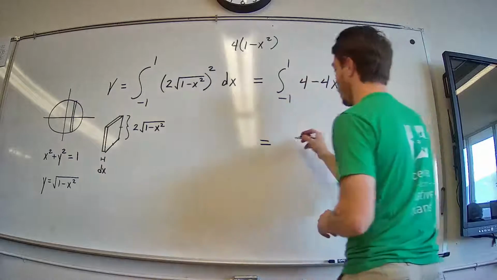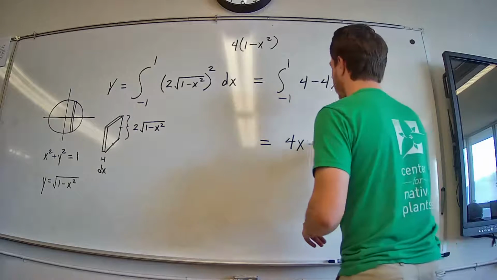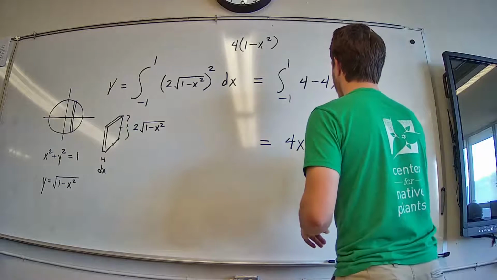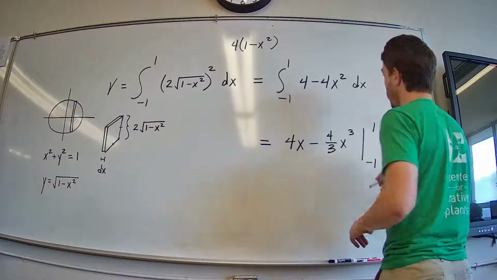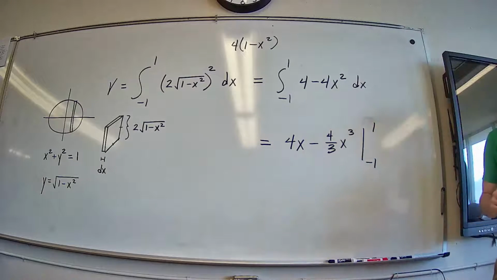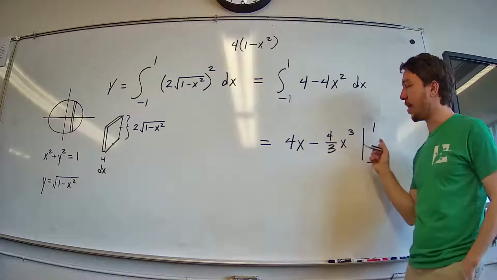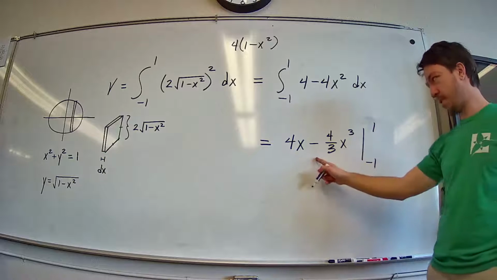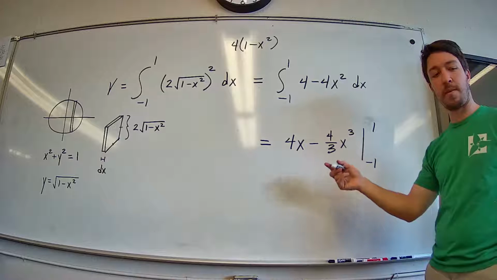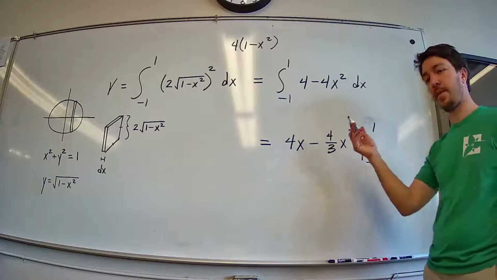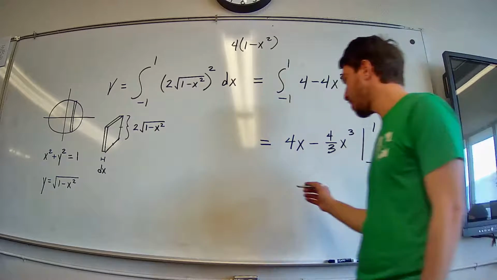Okay, so integrate. Get 4x minus 4/3 x cubed. It's always good to know the whole doubling idea, because here now, when you plug in 1, you're going to get a number. When you plug in -1, it's just going to be the opposite of that number. So effectively, it'll be a number minus its own opposite.